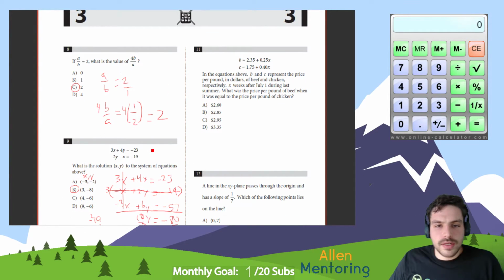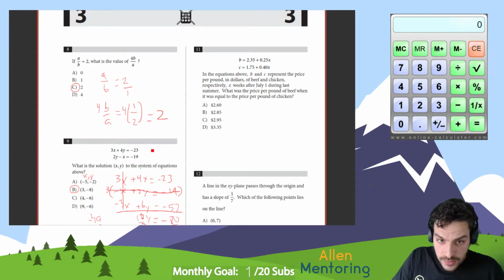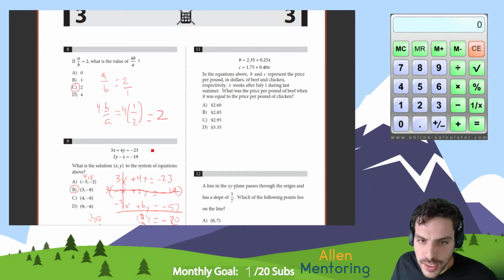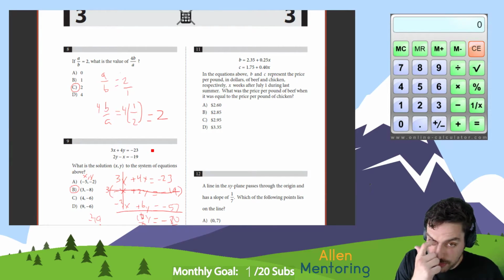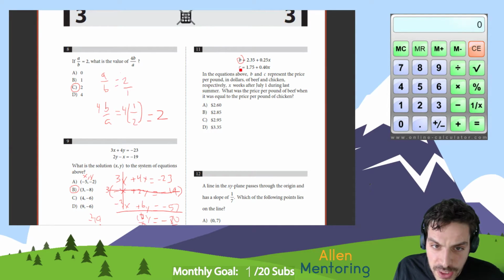All right, number 11. In the equations above, B and C represent the prices per pound in dollars of beef and chicken, respectively, x weeks after July 1st during last summer. What was the price per pound of beef when it was equal to the price per pound of chicken? Oh, well, that's pretty easy. So we want to know what was the price of beef when it was equal to the price of chicken.